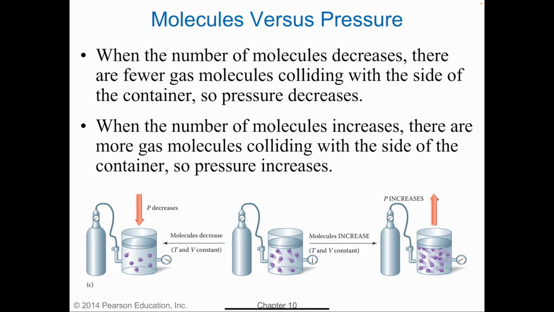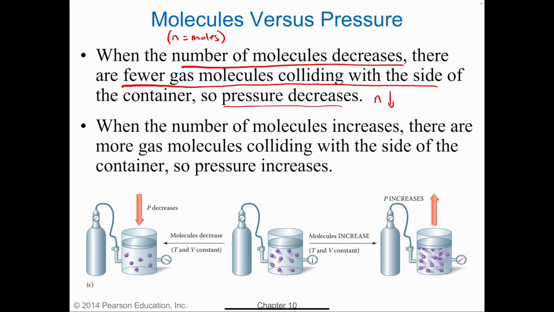So next one, the number of molecules versus pressure. So this is basically our letter n. n stands for moles. It's really more like n is for number of molecules, but in chemistry, we use the lowercase letter n to represent moles, but the amount of gas you have versus pressure. So if the number of molecules inside the container goes down, that means there are fewer gas molecules colliding with the walls of the container. So the pressure is going to go down. So as n goes down, pressure goes down.